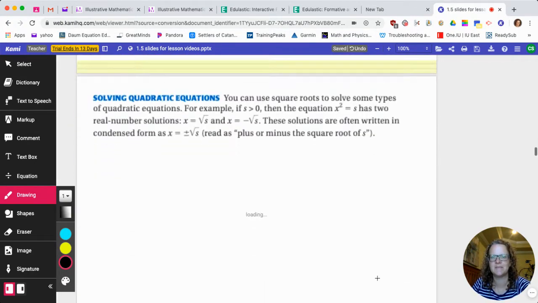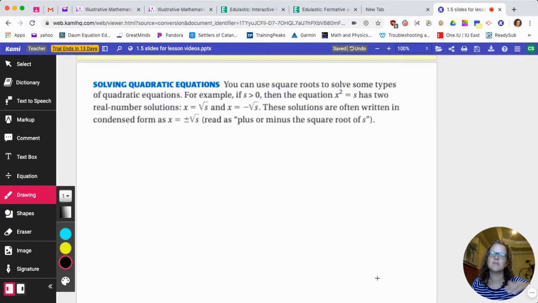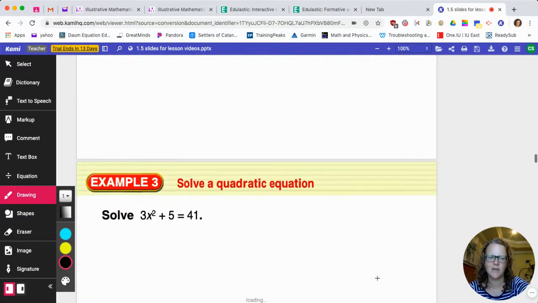And we're moving on. So, solving quadratic equations. You can use square roots to solve some types of quadratic equations. For example, if s is greater than 0, then the equation x squared equals s has two real number solutions. These solutions are often written in condensed form, read as plus or minus the square root of s. Okay, I actually couldn't find any explicit problems like this in Delta Math for you to practice, but it's okay.